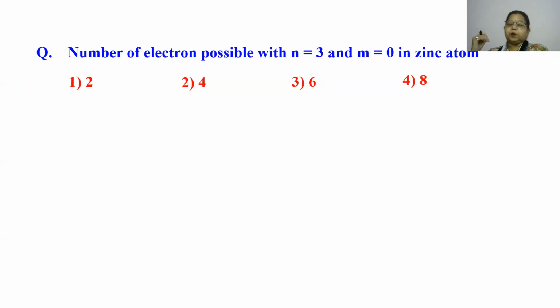Okay, now let's solve one more question. Number of electrons possible with n equal to 3 and m equal to 0 in a zinc atom. Anybody knows the atomic number of zinc? Atomic number of zinc is 30. Quickly solve it.